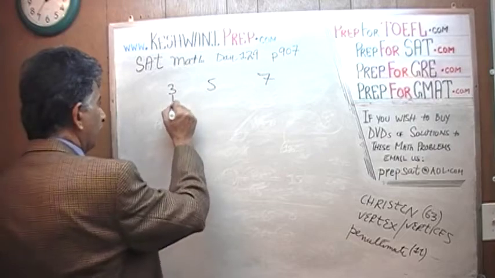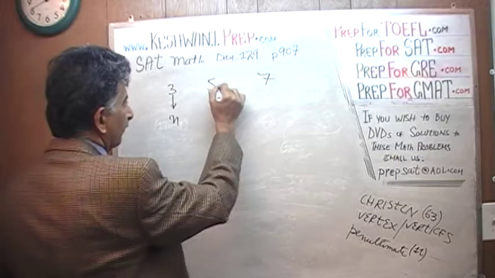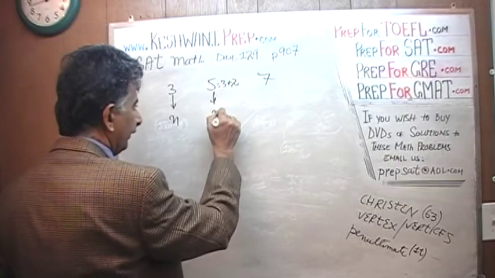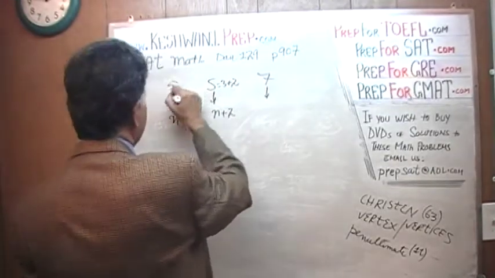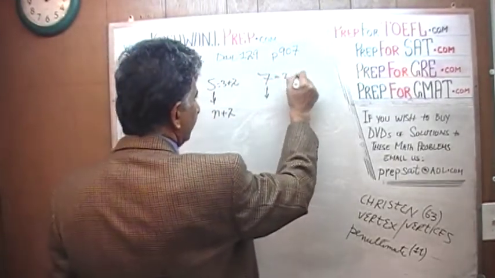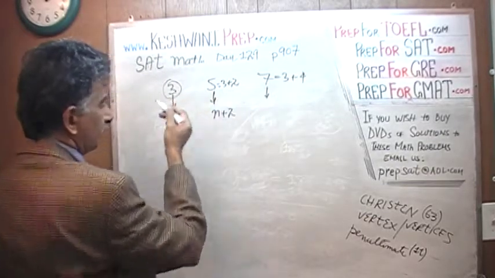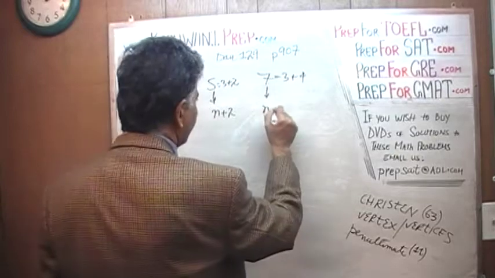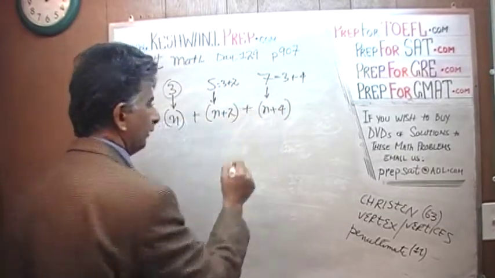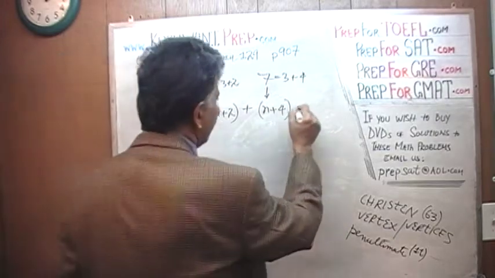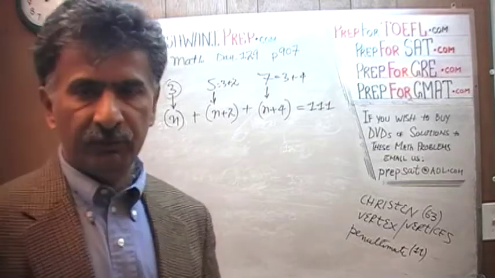If we're going to represent 3 by n, the next one is going to be 3 plus 2, which is n plus 2. And this one is going to be 3 plus 4, because this one is 2 more than the middle guy, and the middle guy is 2 more than the first guy. So this is just n plus 4. There we go. These are our three numbers, and we are told that when we add them up, we get 111. All we have to do now is to simplify this equation.